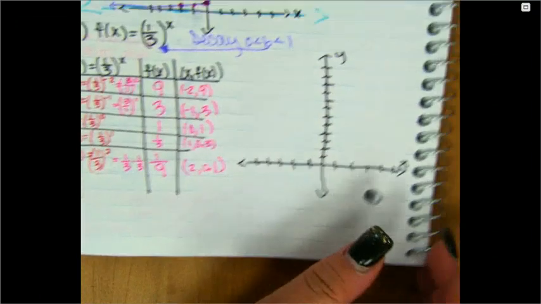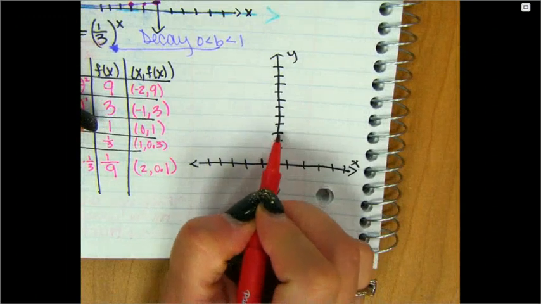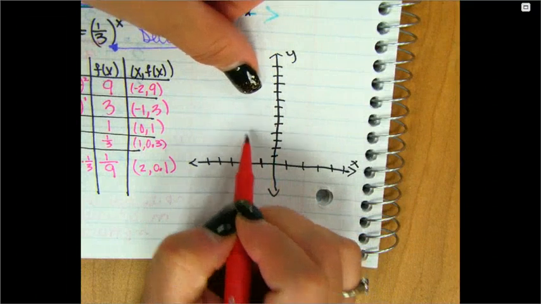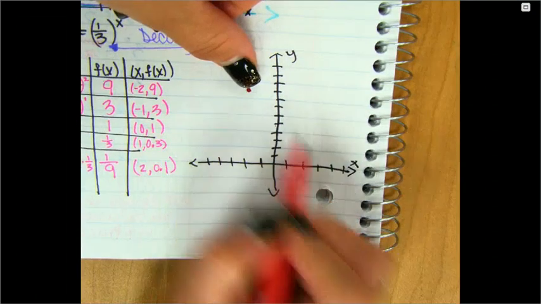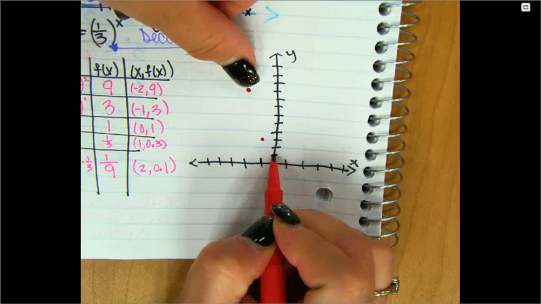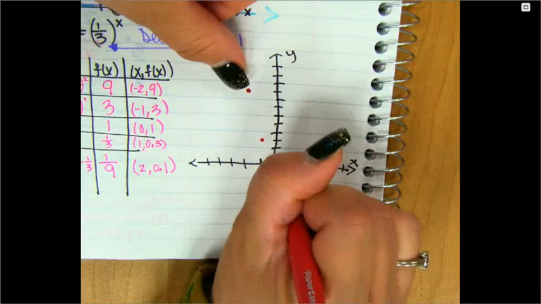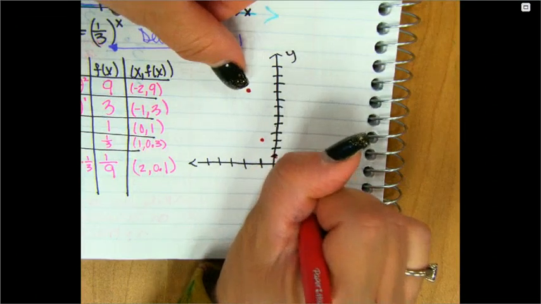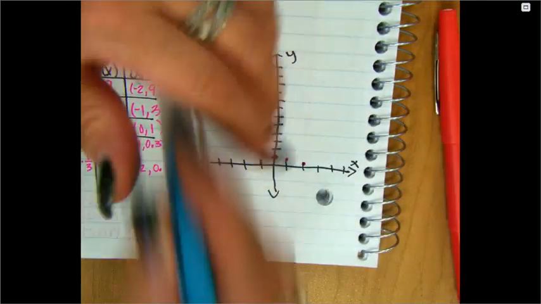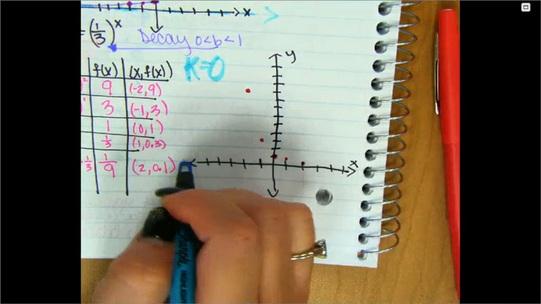Okay, let's go graph. We're going to graph negative 2, 9. 1, 2, 3, 4, 5, 6, 7, 8, 9. It's way over here. Then we have negative 1 comma 3, which is here. 0 comma 1, which is here. 1 comma 0.3, which is like there. And then the next one is really close to 0. Where's your asymptote? Where's k? k equals 0. Very good.